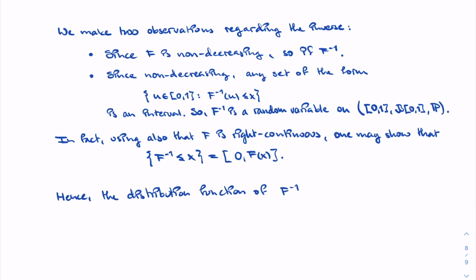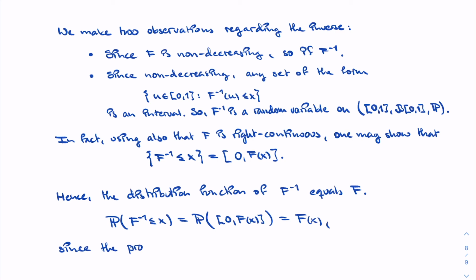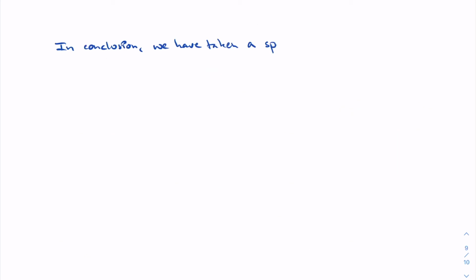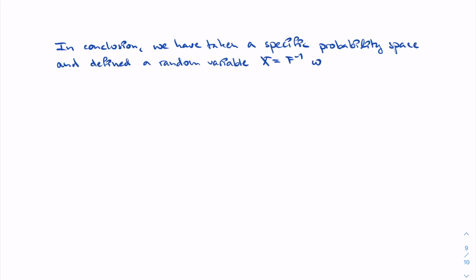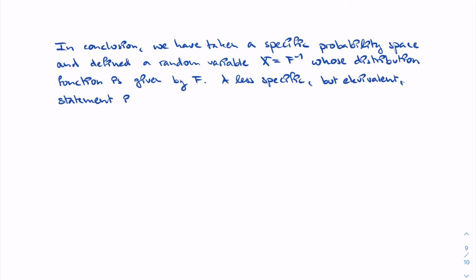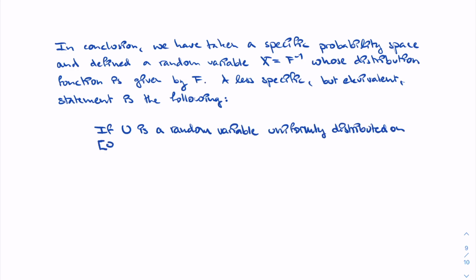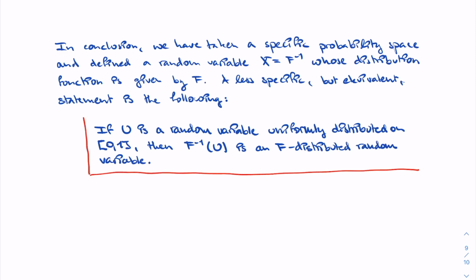Hence, the distribution function of the random variable indeed equals F, which follows since the probability P assigns to an interval is its length. In conclusion, we have taken a specific probability space and defined a random variable X, whose distribution function is given by F. A less specific, but equivalent, statement is the following. If U is a random variable, uniformly distributed on the interval [0,1], then F inverse of U is an F-distributed random variable.